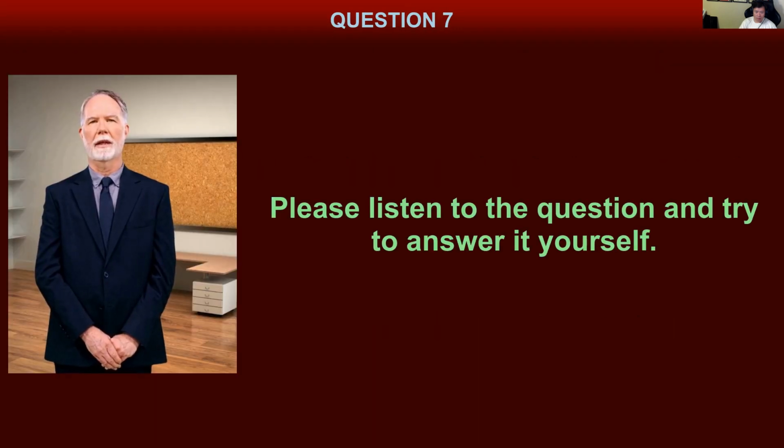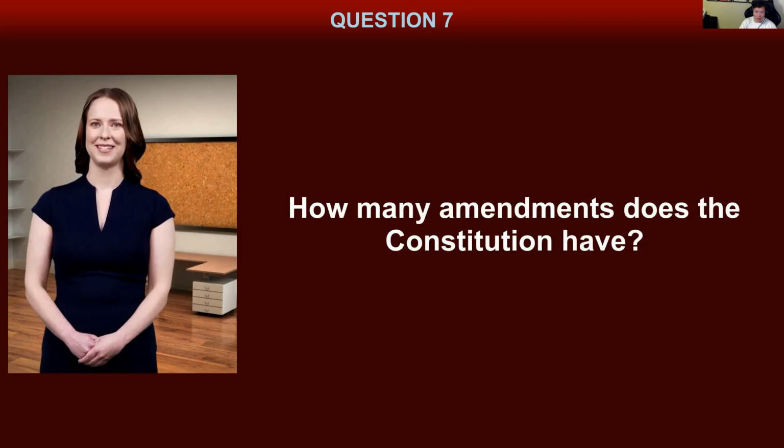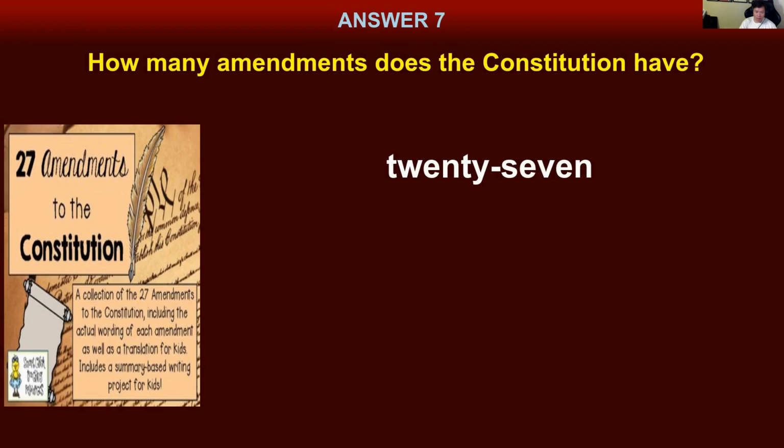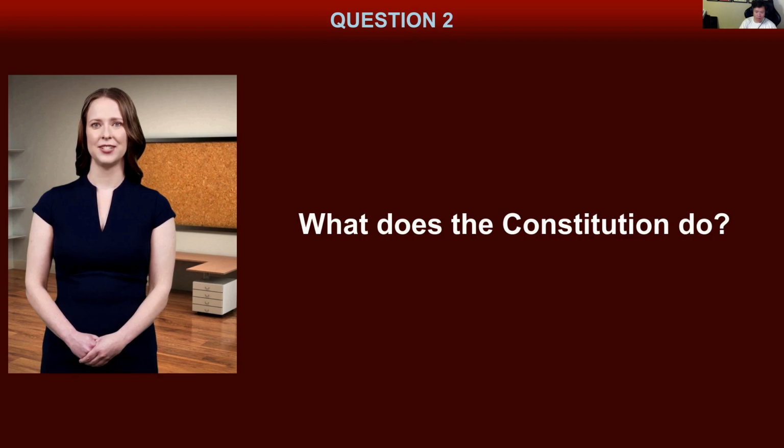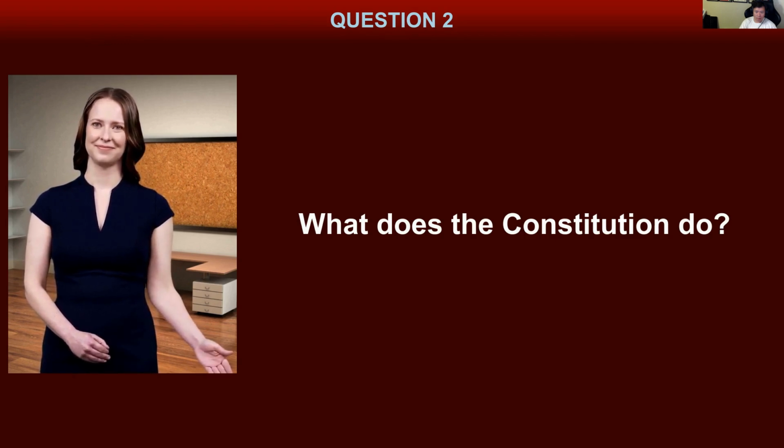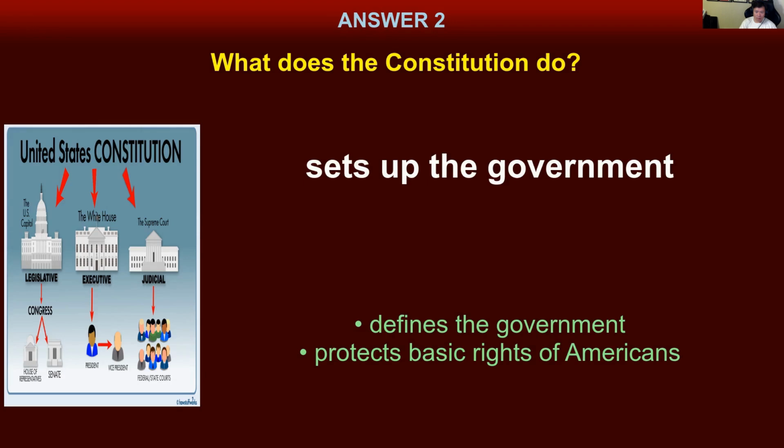How many amendments does the Constitution have? 27. What does the Constitution do? Sets up the government.